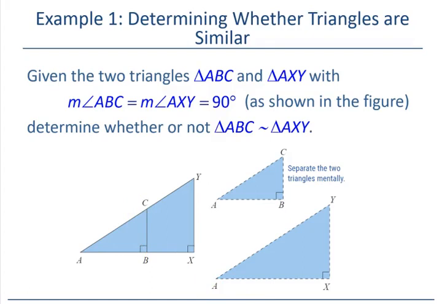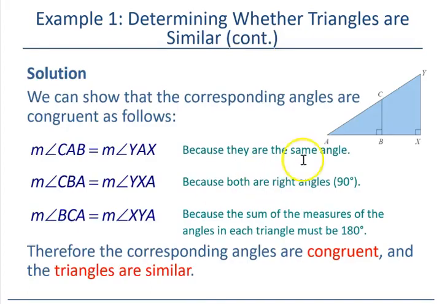Let's take a look here. They can show this here. Notice that angle CAB is the same as angle YAX, and it just keeps going. Therefore, the corresponding angles are congruent and the triangles are similar. They have the same angles, so the proportions are going to be the same. Let's continue on and take a look at this.